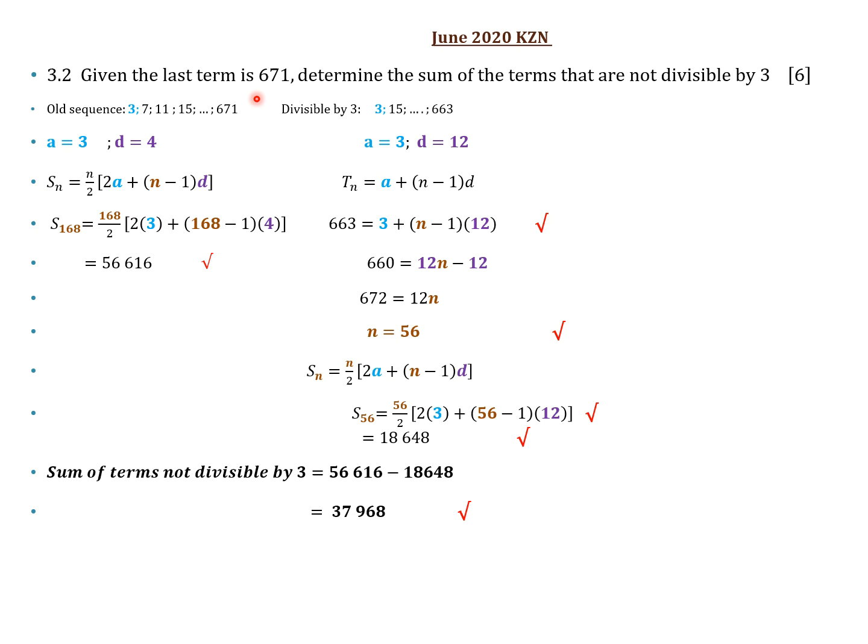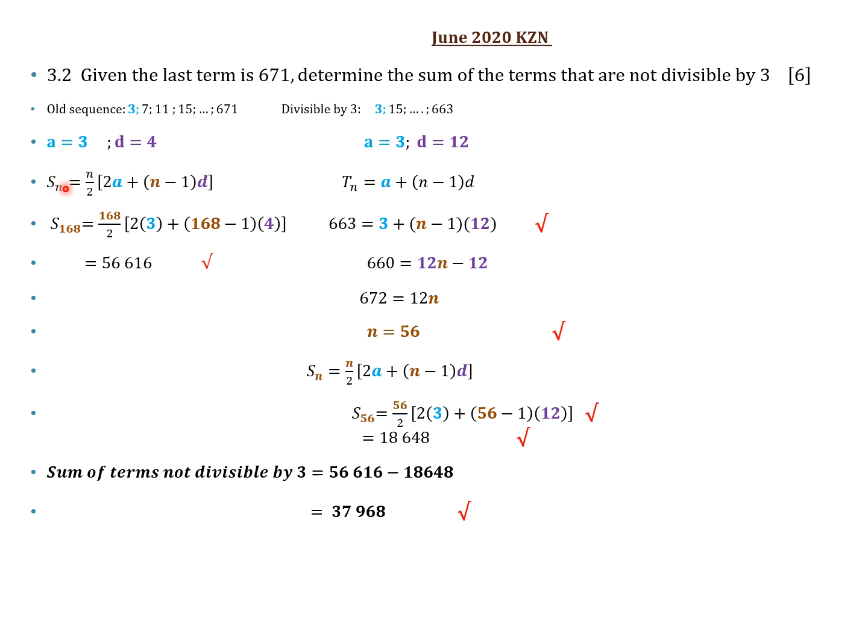Given the last term is 671, determine the sum of the terms that are not divisible by 3, 4 marks. So my old sequence is 3, 7, 11, 15 to 671. If we make it divisible by 3, if I continue adding 4, the first one is 15, so I have 3, 15. And if I say 671 minus 4 would give me 667, 671 minus 8 would give me 663. Right, so there A equals 3, D equals 4.